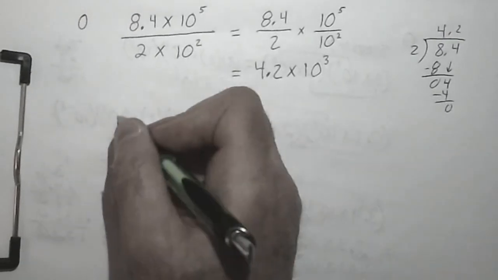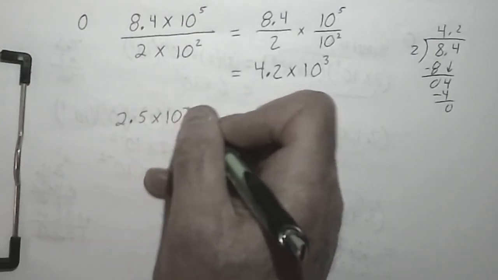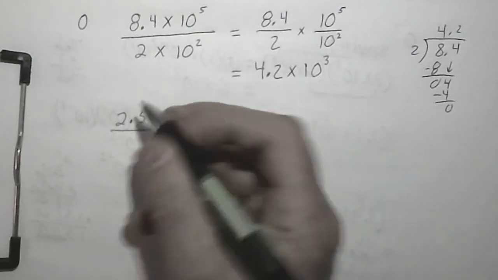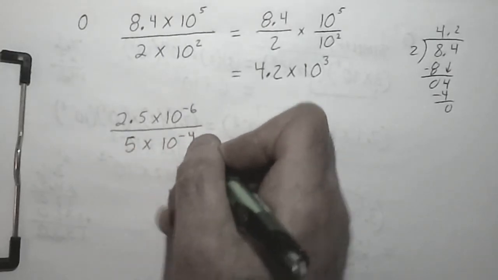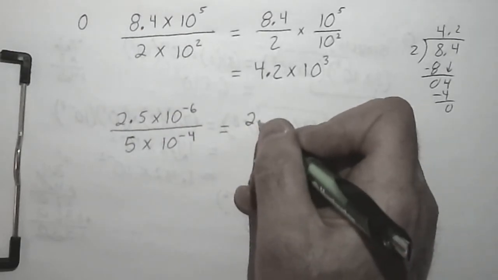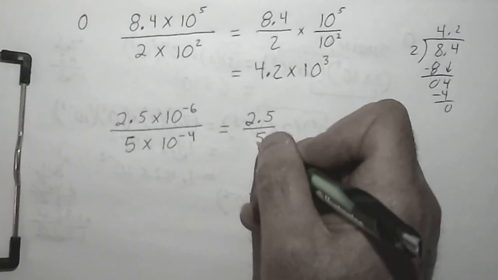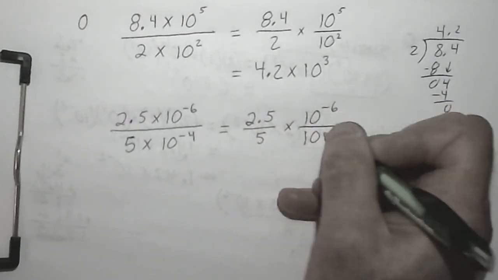All right, let's try another one. How about 2.5 times 10 to the negative 6th power? And we're going to divide this by 5 times 10 to the negative 4th power. Again, we will split this up here, put 2.5 over 5 times 10 to the negative 6 divided by 10 to the negative 4th power.